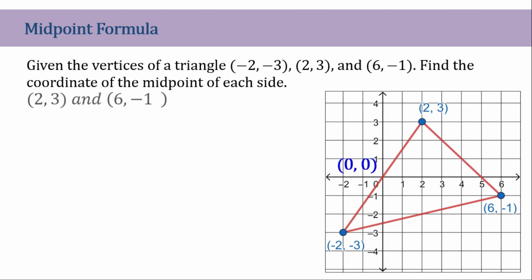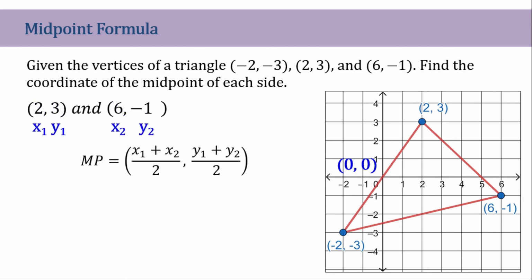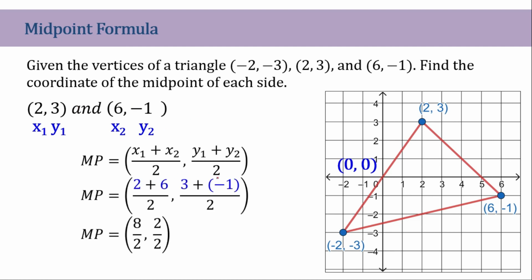Now for these 2 points, this segment, let's use the midpoint formula. So x sub 1 plus x sub 2, that is 2 plus 6, and 3 plus negative 1. So 2 plus 6 is 8. 3 plus negative 1 is 2. 8 divided by 2 is 4. And 2 divided by 2 is 1. So this will be 4, comma 1. So 1, 2, 3, 4, comma 1. So this will be the midpoint.